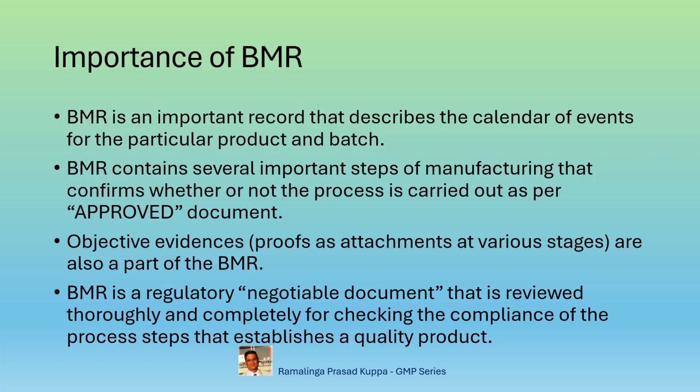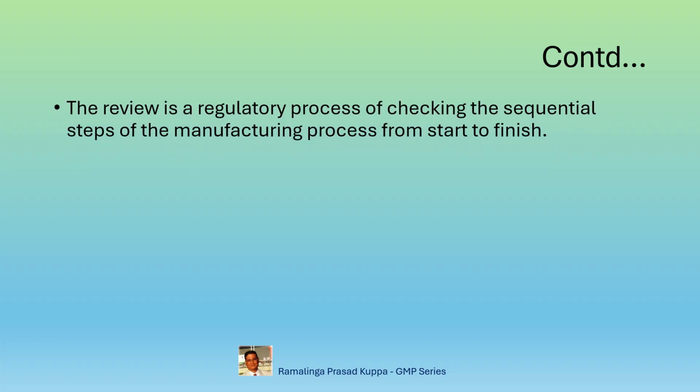BMR is a regulatory non-negotiable document that is reviewed thoroughly and completely for checking the compliance of the process steps that establishes a quality product. It is the primary document for the inspectors to verify if all steps are being carried out as per the approved BMR. This review is a regulatory process of checking the sequential steps of the manufacturing process from start to finish.